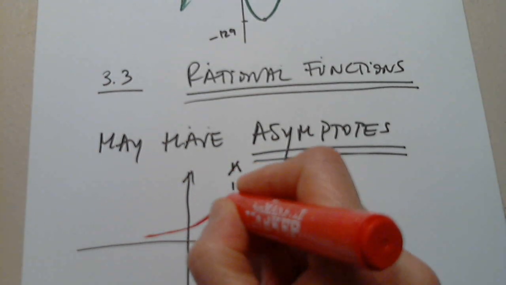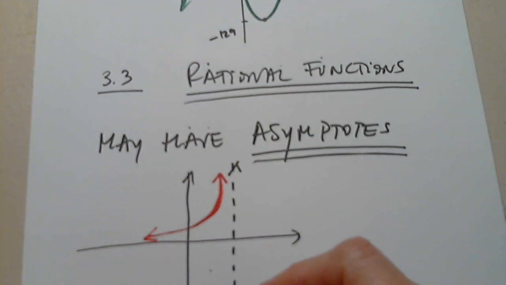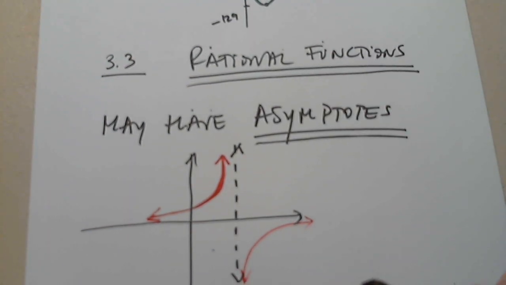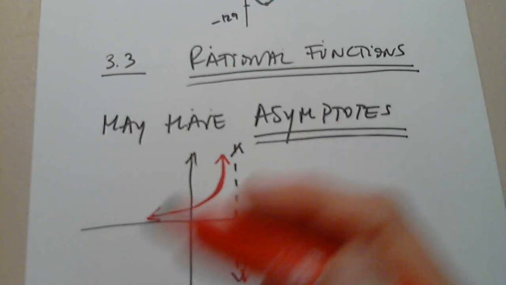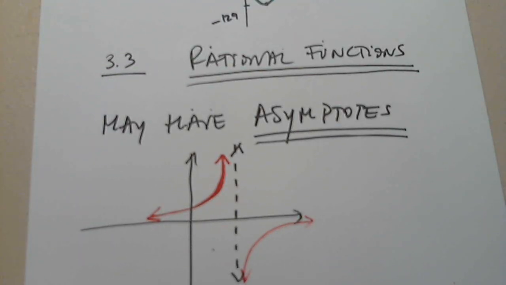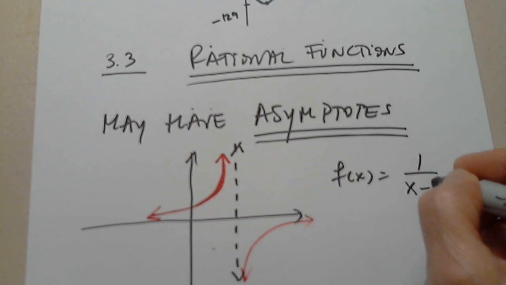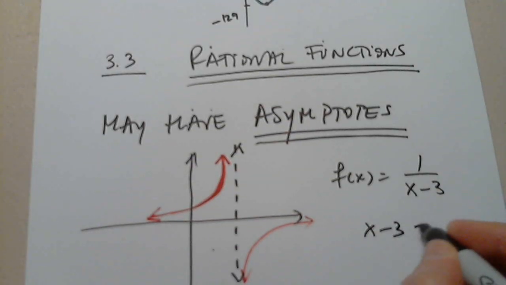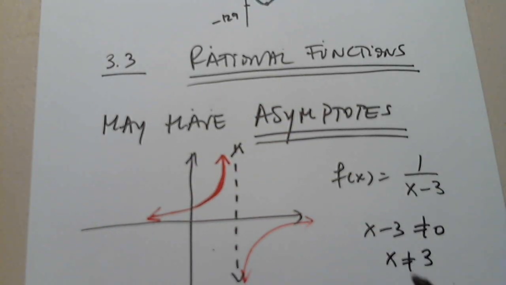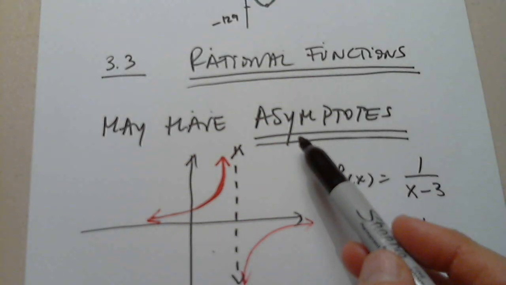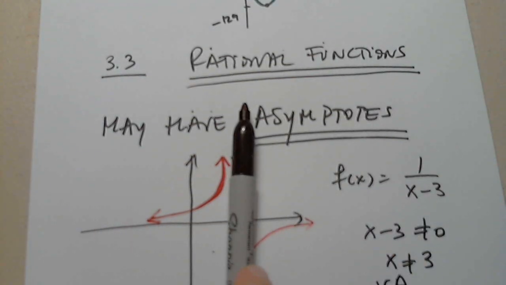So it may look like this. In other words, as we know, rational functions are not defined when the denominator is 0. So for example, if this is x equals 3, the function may be 1 over x minus 3. As you see, x minus 3 cannot equal 0, so x cannot equal 3. And this is a vertical asymptote, VA. And the function cannot cross it because it's undefined here.